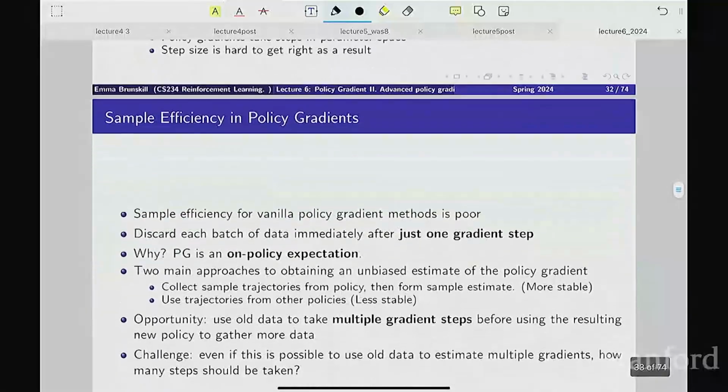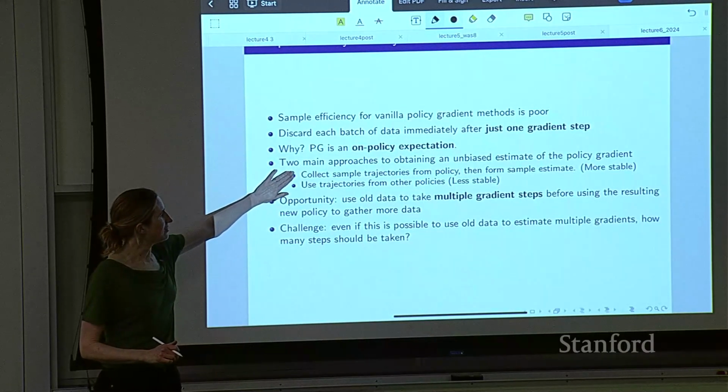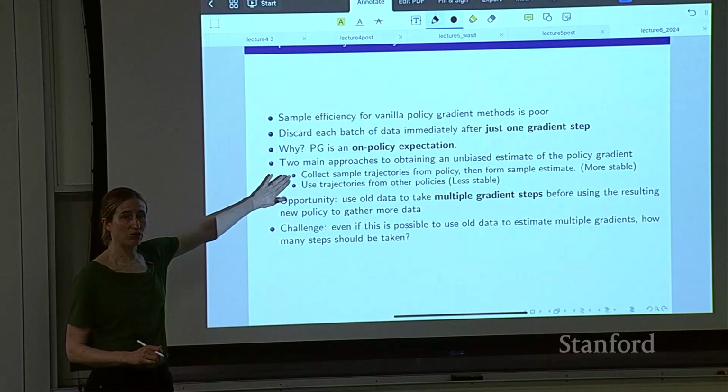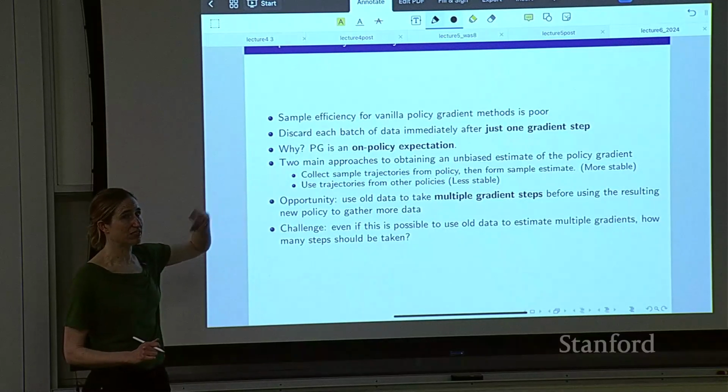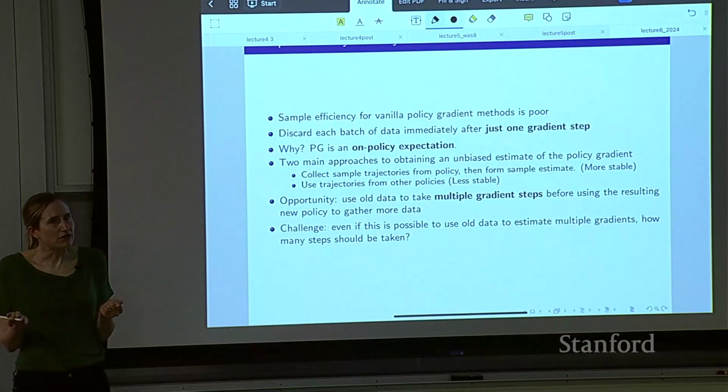So similar to SARSA. Now, what we would like to be able to do is, so that's what we've been doing so far. We collect sample trajectories from the policy, then we form a sample estimate. It's pretty stable. We get our gradient, we take a step. We rinse and repeat.